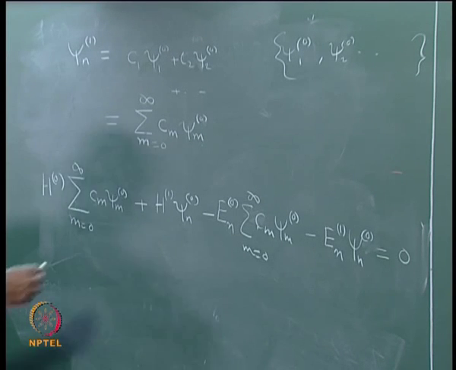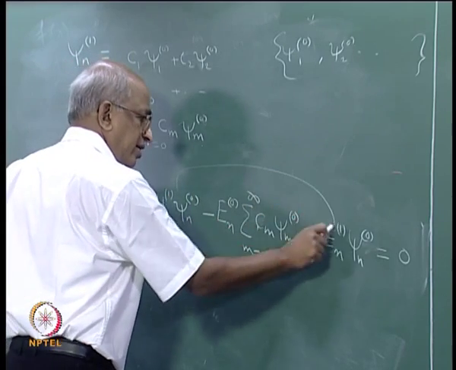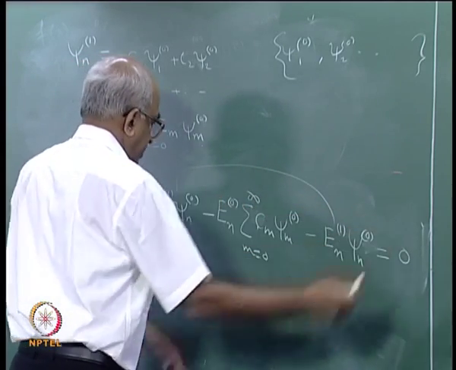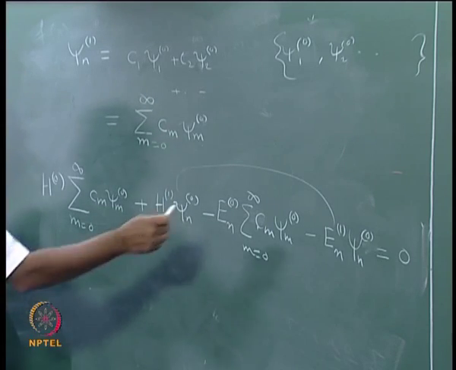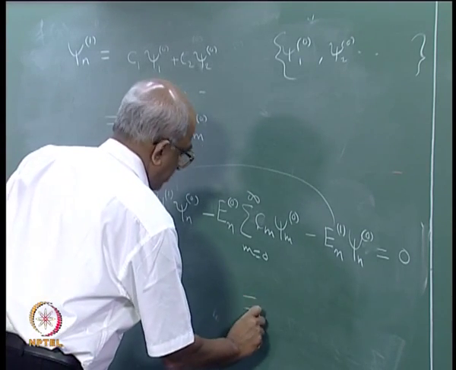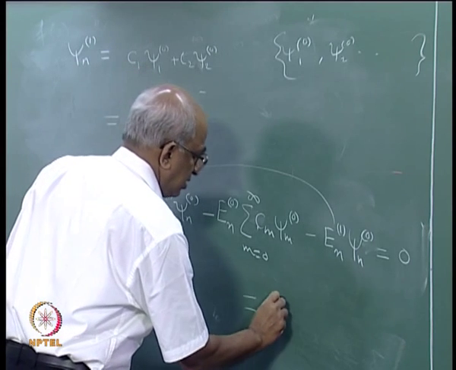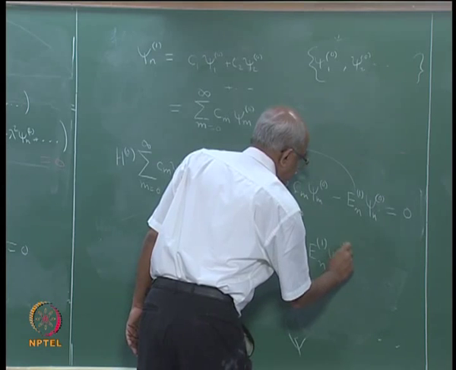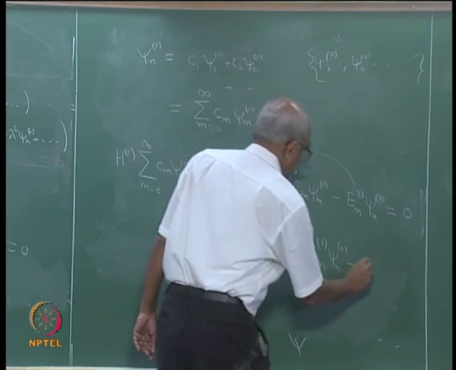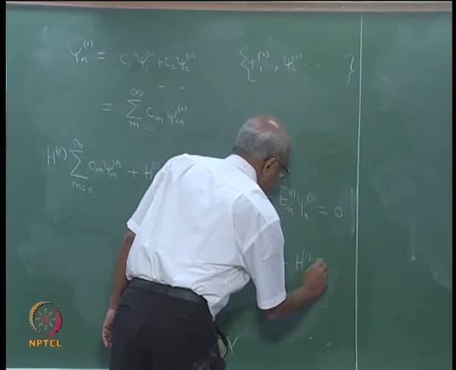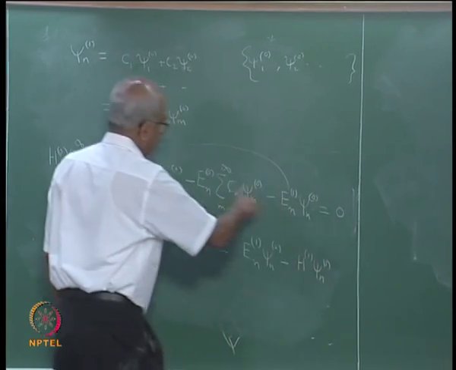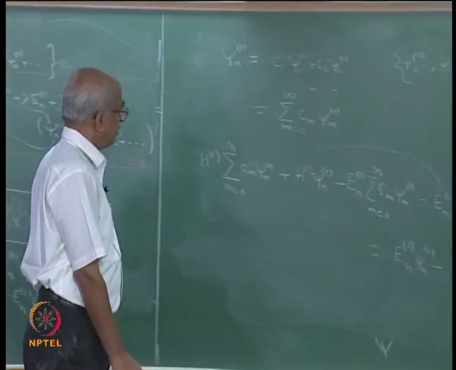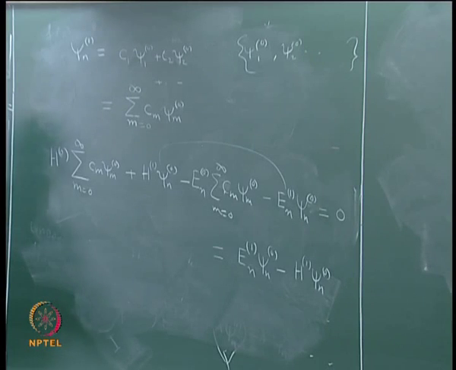So, what I will do is, as I had done earlier, I will take these two terms to the right, to the other side, and so on the other side I would have E n 1 psi n 0 minus H 1 psi n 0. That is what I would have if I took these two terms to the other side. And what is left on the left hand side? Well, I would have H 0 operating upon this, right.